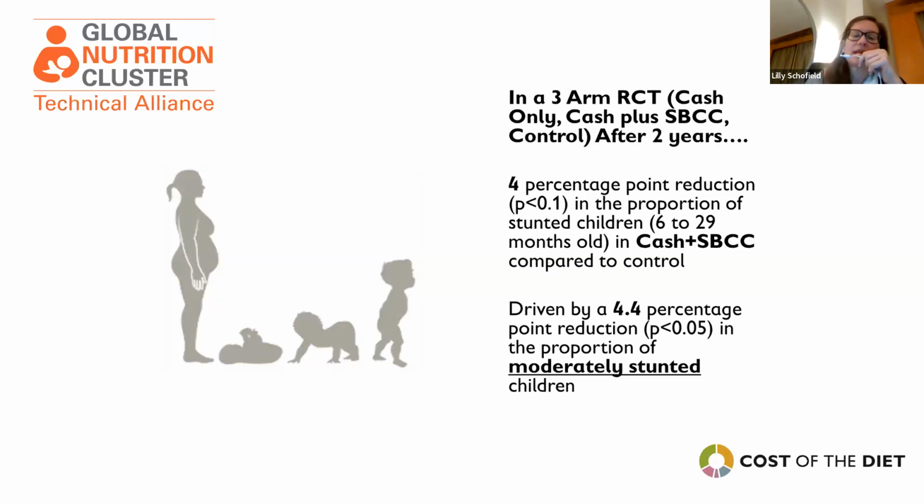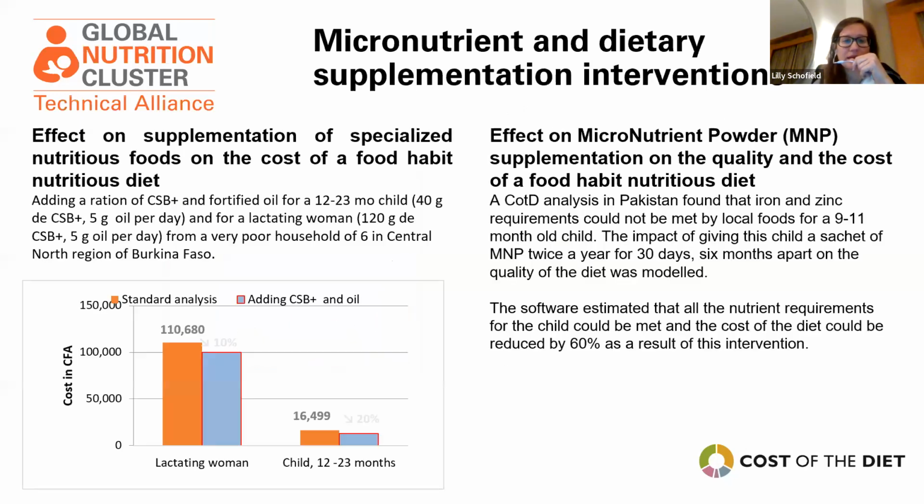That pilot program was scaled up in another region of the country and tested in a 3-armed RCT where we looked at cash plus social behavior change, or nothing. We did see that it had a very positive impact on moderate stunting. We reduced stunting by 4% overall, with most of that occurring in the moderate stunting range. So that's just an example where cost of diet informed a program design that then evolved over time and got scaled up to a much wider scale. Next slide, please.